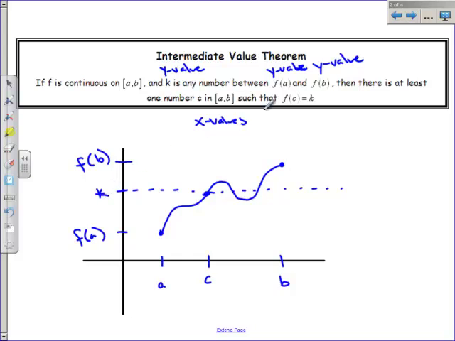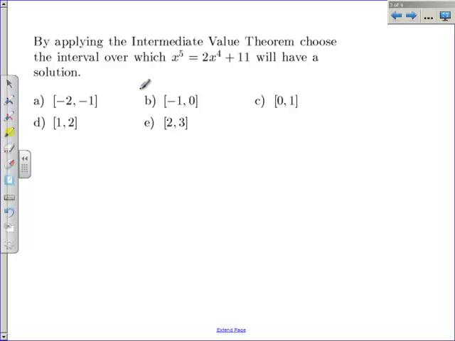So let's take a look at some specific examples. By applying the intermediate value theorem, choose the interval over which x to the fifth equals 2x to the fourth plus 11 will have a solution. Now, this is typically used to find roots. That's places where the pretty picture crosses the x-axis, or 0.